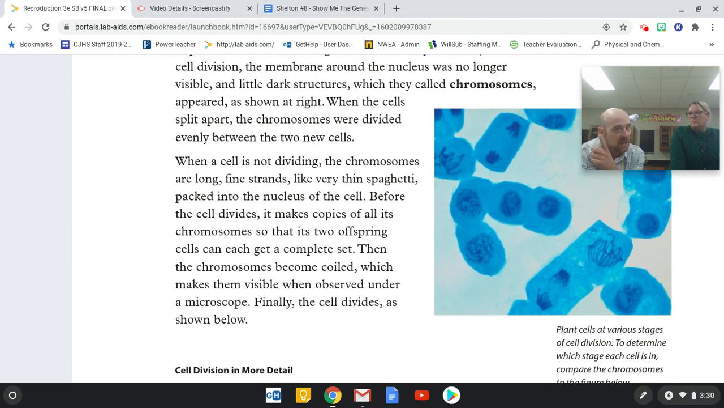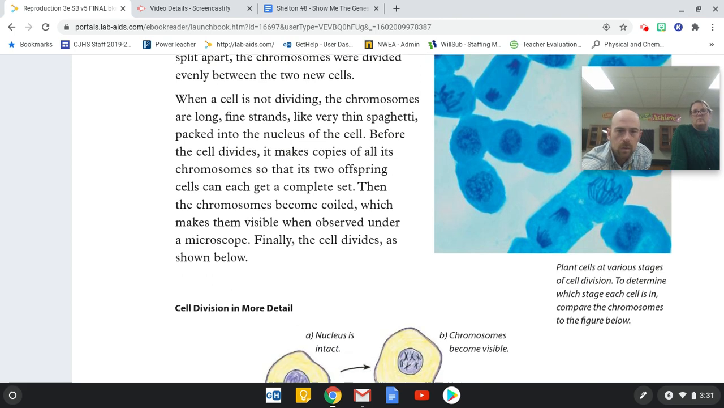We've talked about that, so that should seem a little familiar about making copies. It makes copies of all its chromosomes so that its two offspring cells can each get a complete set. Again, that should sound like old information. You've already heard about that. Then the chromosomes become coiled, which makes them visible when under a microscope. Finally, the cell divides as shown below.